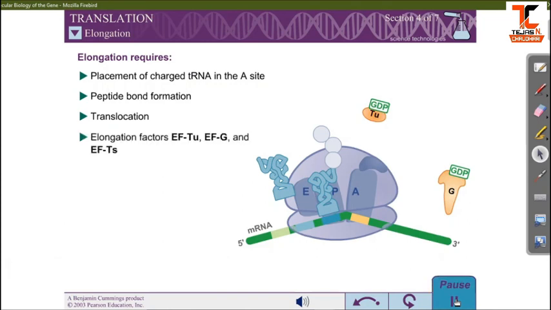In prokaryotes, this requires two translation elongation factors, EF-Tu and EF-G. A third elongation factor, EF-Ts, is needed to recycle EF-Tu. Elongation is very similar in eukaryotes, and only the prokaryotic process will be described here.